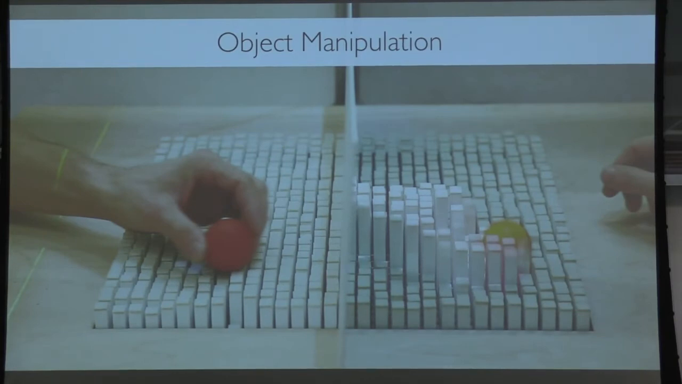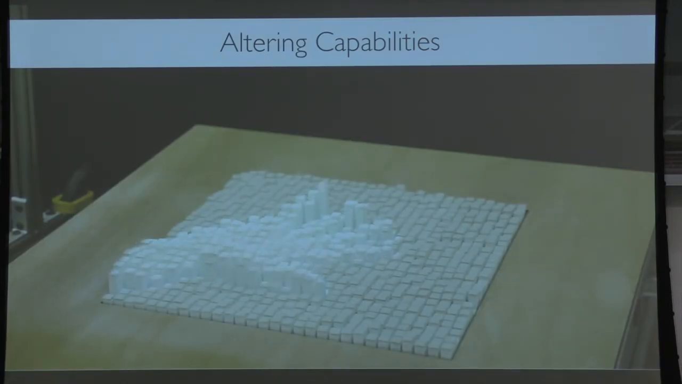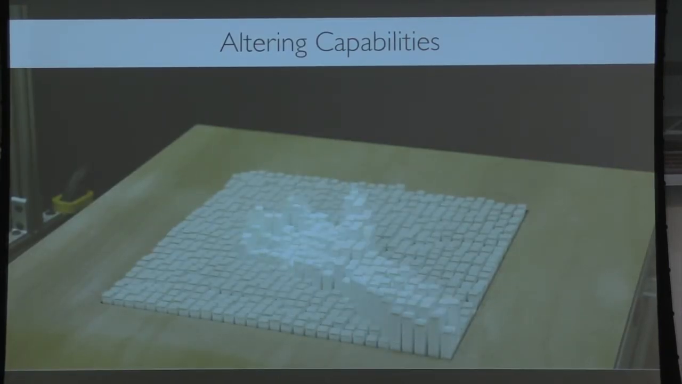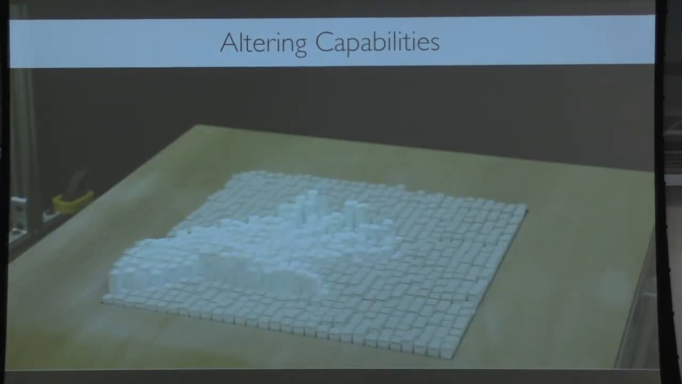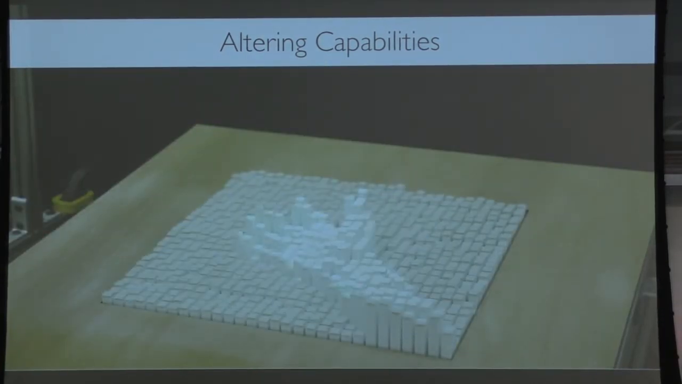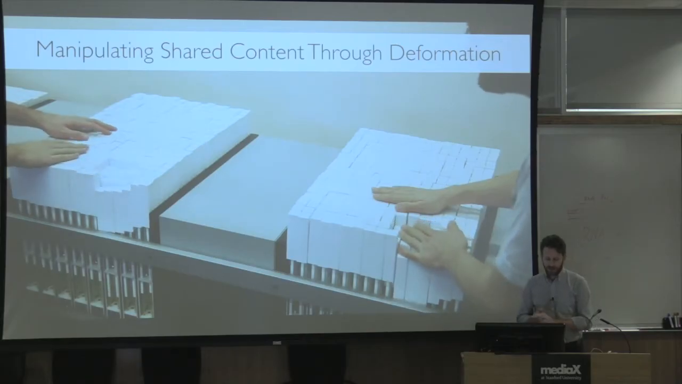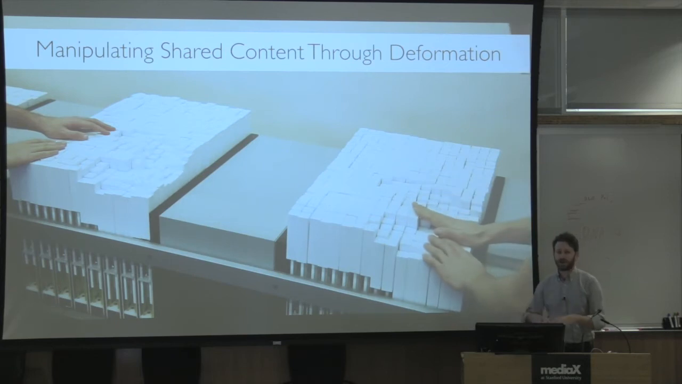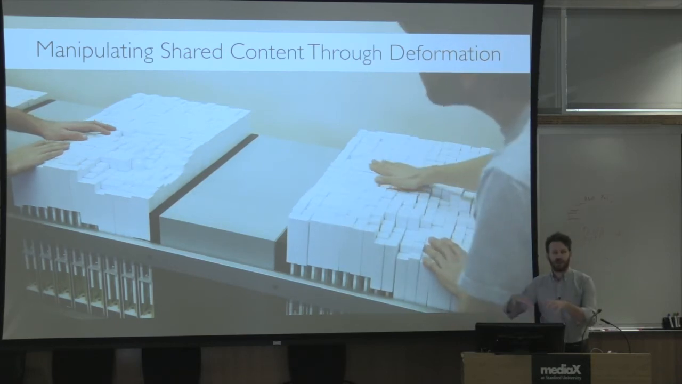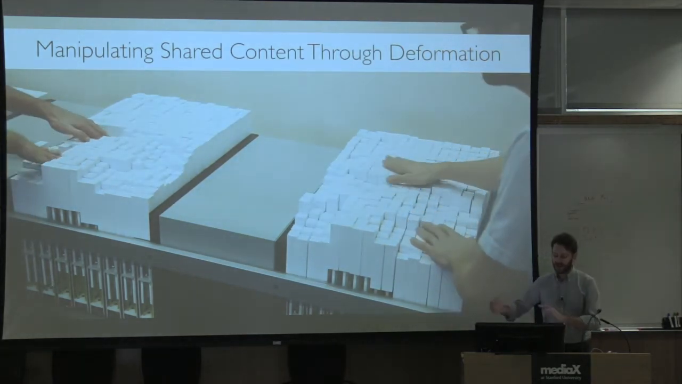But then I think even more importantly, we can go beyond this one-to-one mapping where we can now alter their capabilities and go beyond physically being there. And then finally, we can actually have shared 3D models that we could manipulate and physically deform on both sides.